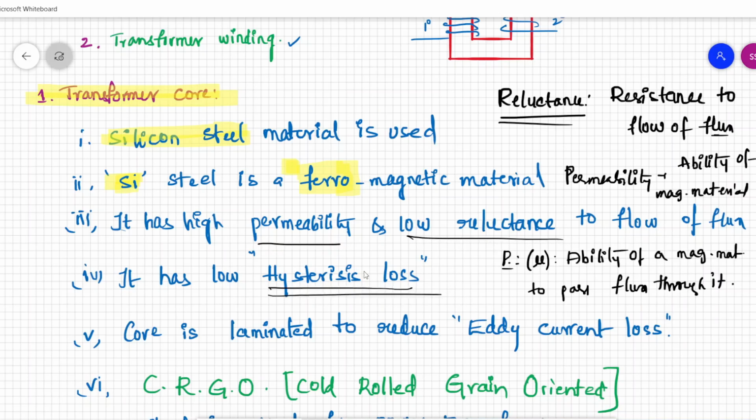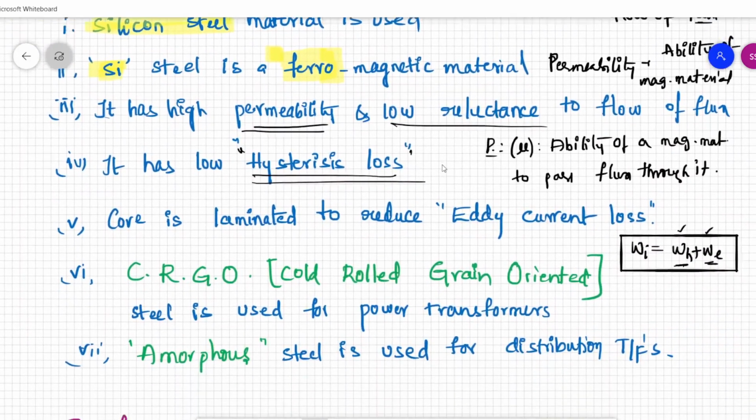There will be iron losses in a transformer. The iron losses are generally hysteresis losses and eddy current losses. So we get two losses in a transformer: one is hysteresis loss and another is eddy current loss. Due to the magnetic property, we get the hysteresis loss, and due to the electric property, we get eddy current loss. By using this silicon high permeability core, we get low hysteresis loss. The lower the losses, the higher the efficiency of the machine.